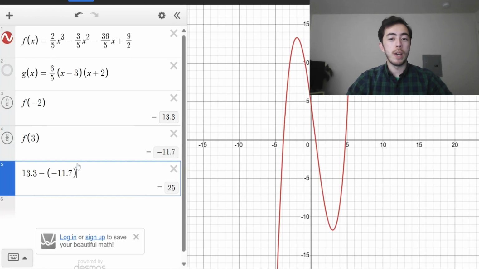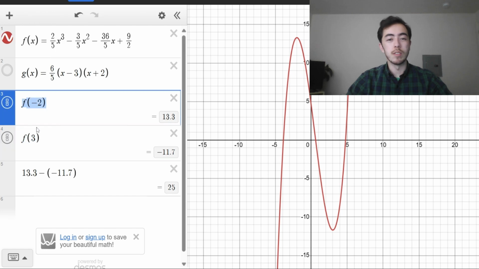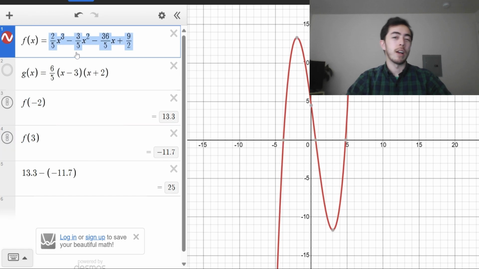I did kind of bypass doing the arithmetic of plugging in these numbers in a calculator, but I didn't really want to go through all that fraction nonsense myself. And I hope you agree.